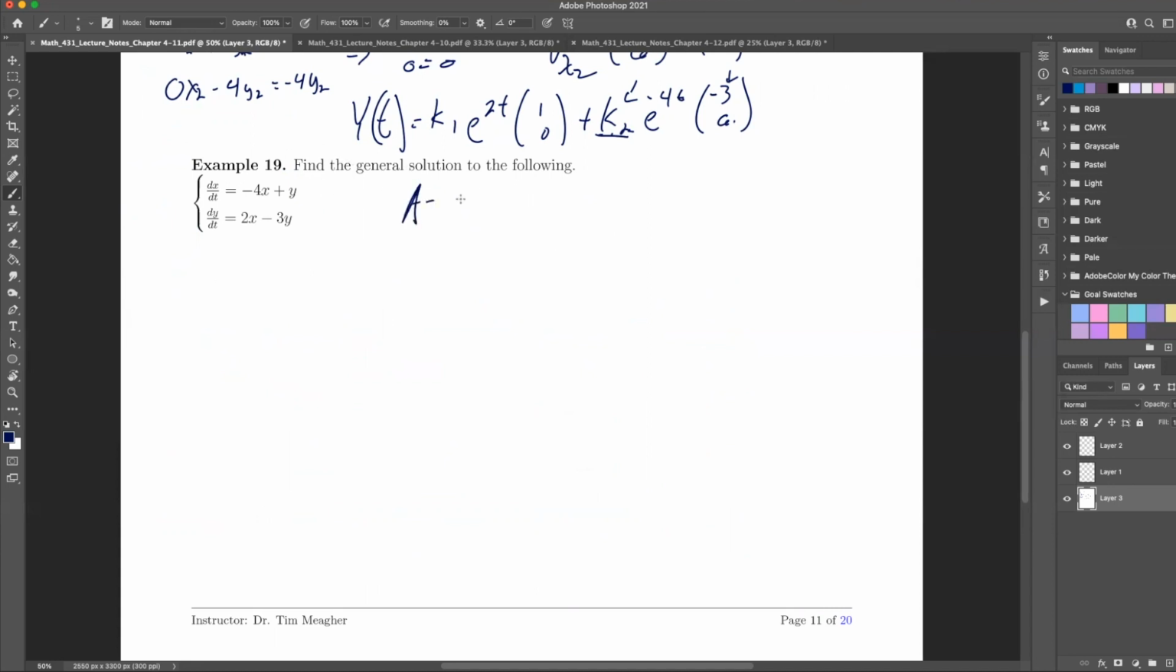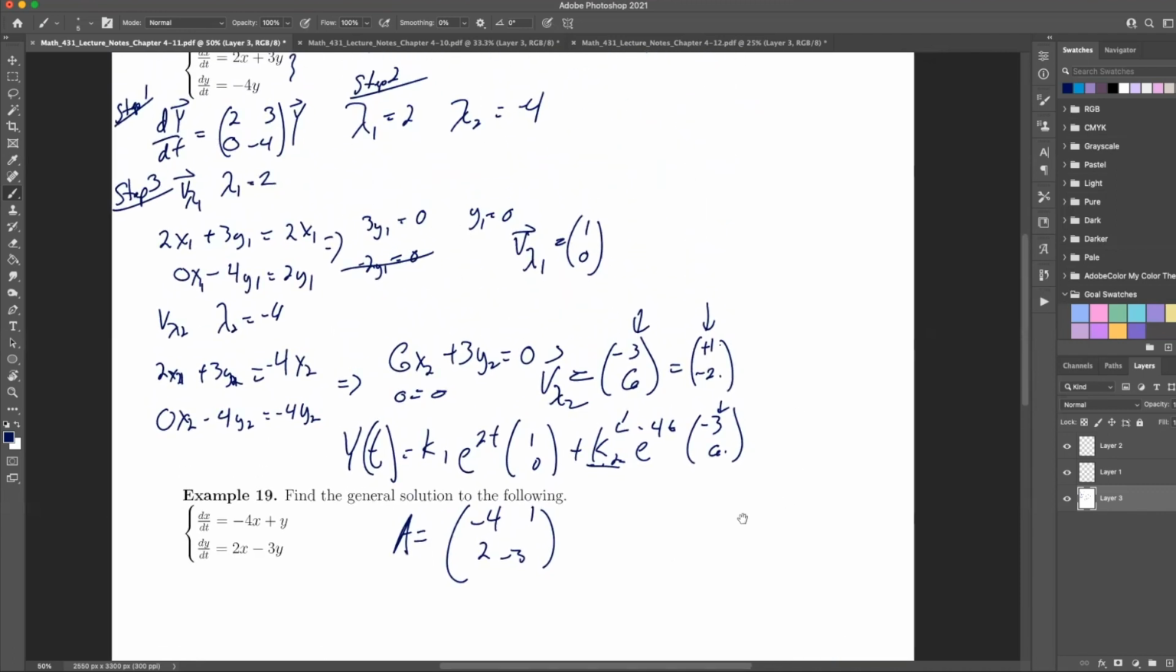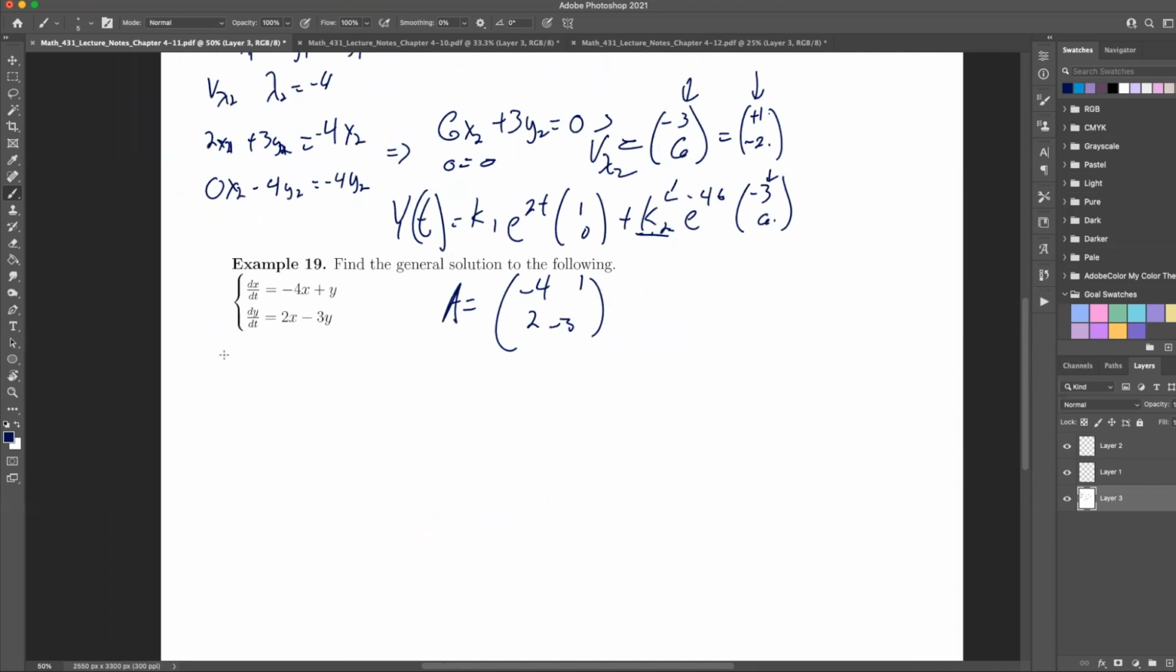I'm not horribly particular on the notation. Here you can just write A as this, as long as you state A in either this form or this form, I'm okay, right? And so here I can just say A is this, and then find my eigenvalues, right? So find the lambdas. In this case, it would be the determinant of -4 minus lambda, 1, 2, -3 minus lambda.